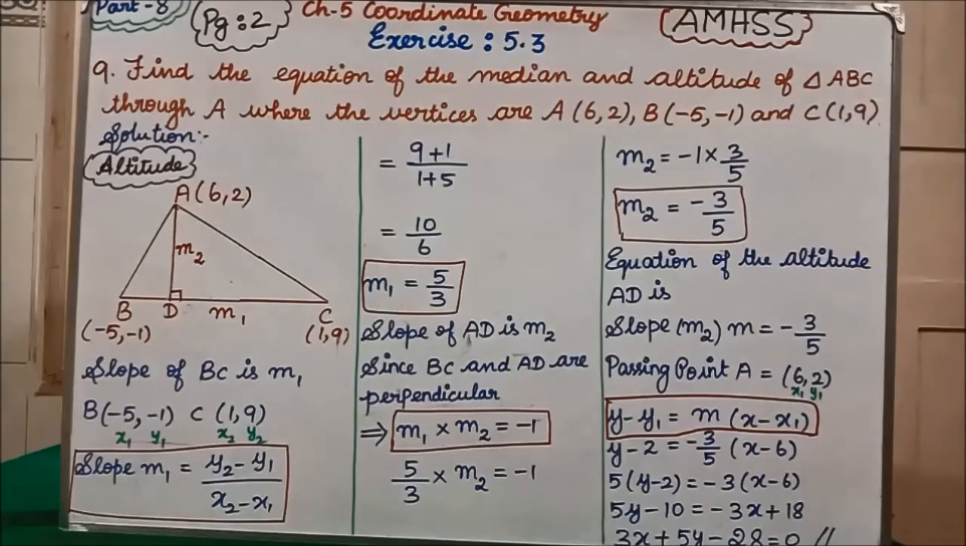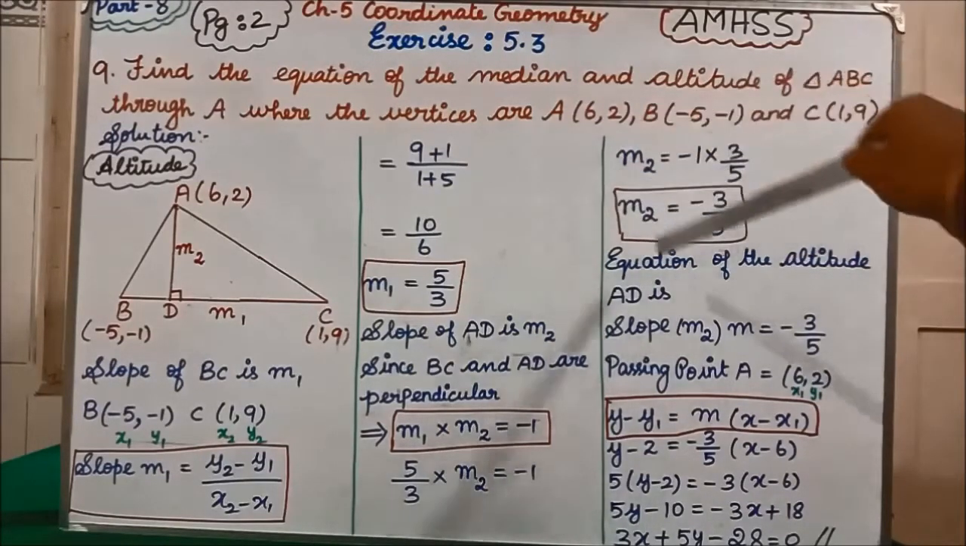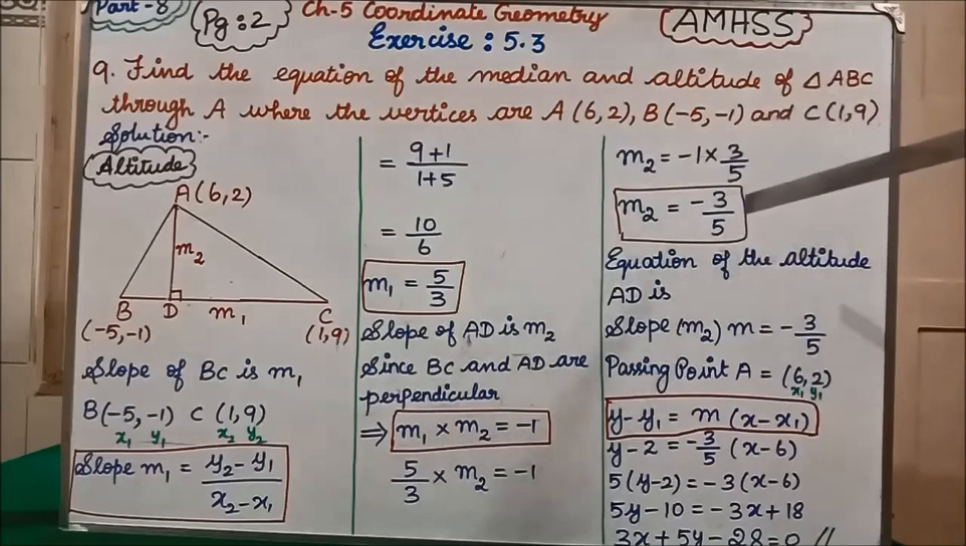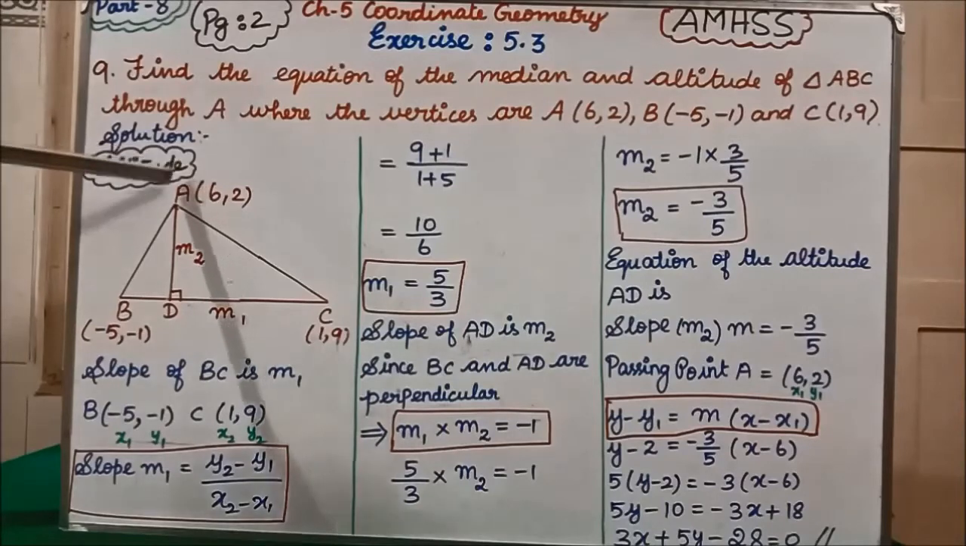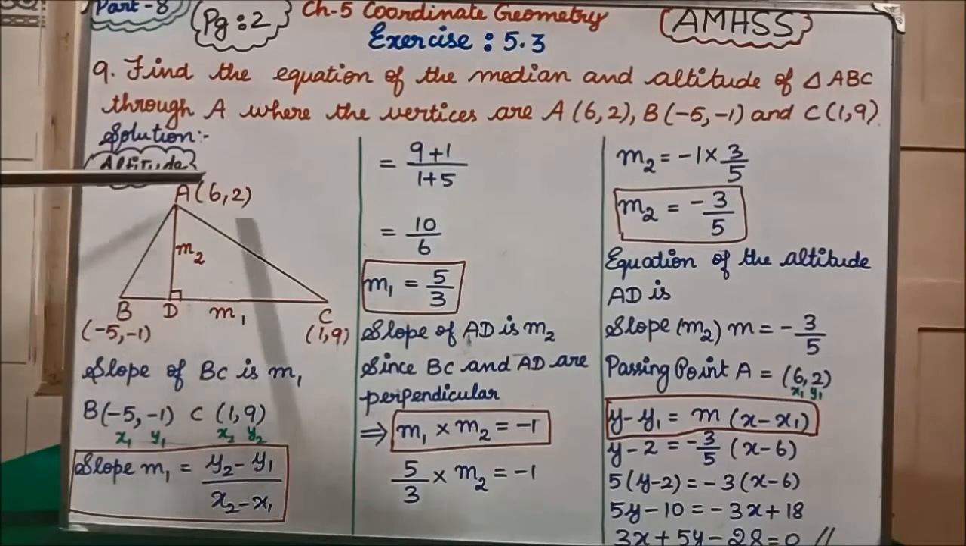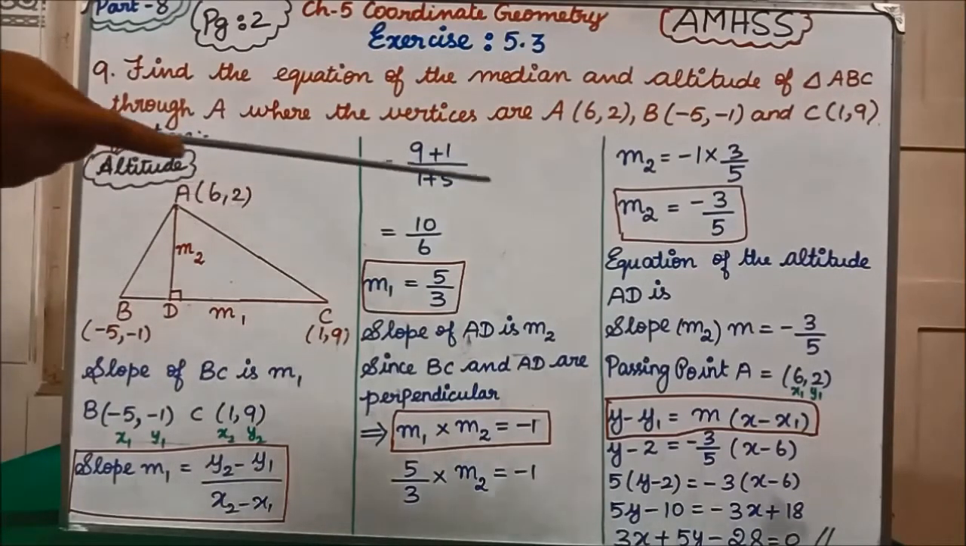Equation of the altitude. Now we are going to find the equation of the altitude AD. This equation only we have to find. Equation of the altitude AD has slope M2. Finally, whatever slope we have, that only you have to consider as m. So slope M2, that is m, equal to minus 3 by 5. That slope is passing through which point? From the A point it is passing, isn't it? So A point is (6, 2).